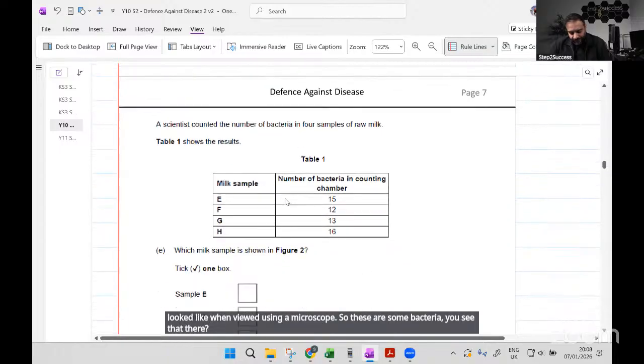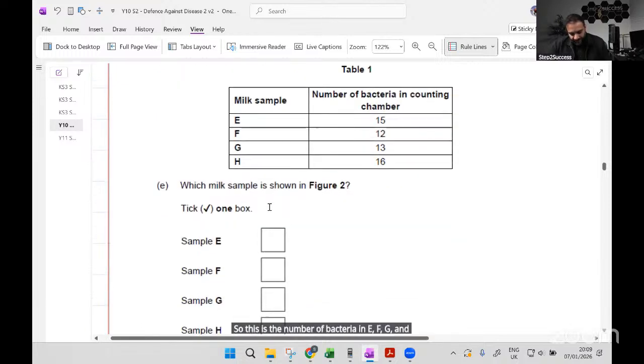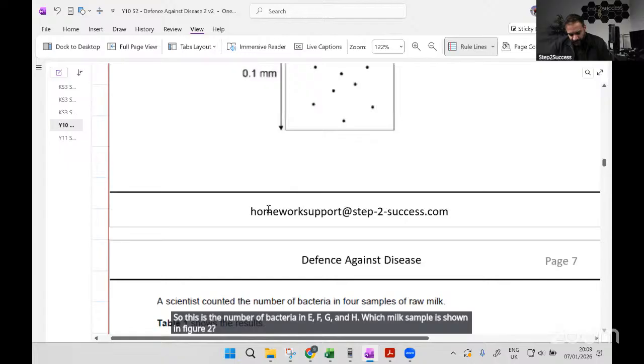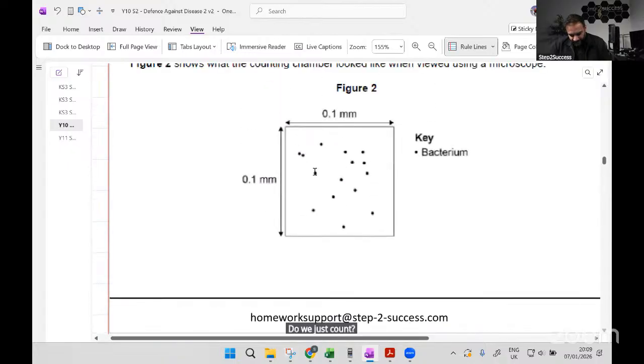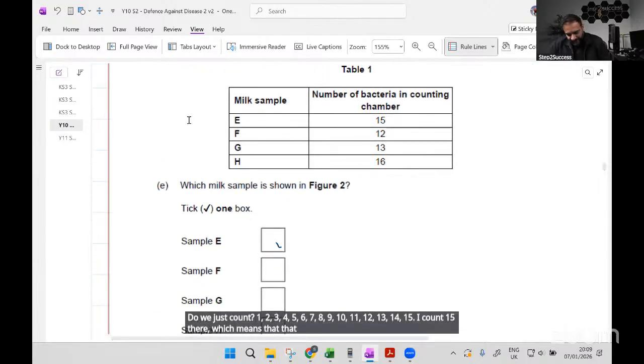A scientist counted the number of bacteria in four samples of raw milk. So this is the number of bacteria in E, F, G, and H. Which milk sample is shown in figure two? Do we just count? 1, 2, 3, 4, 5, 6, 7, 8, 9, 10, 11, 12, 13, 14, 15. I count 15 there, which means that presumably is E.